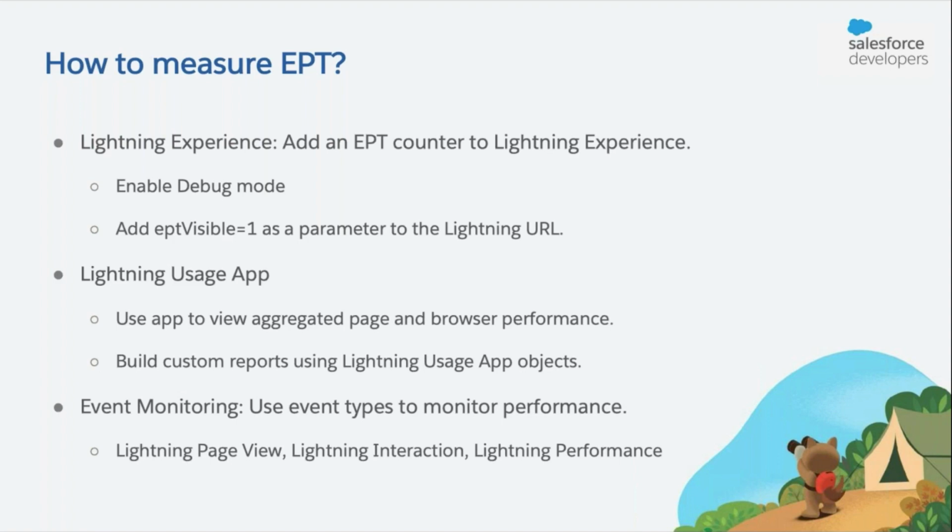The second one is the Lightning Usage app. I don't know how many of you use it, but it's much more than how your logins are happening. It shows you how each of your pages is performing over the course of time. You can also look at how your pages are performing at individual browser levels. So a lot of metrics are shown in the Lightning Usage app. In case you want more granular details, there are also custom report types available, which I'm going to show you. And finally, those of your customers who have Shield enabled also have event monitoring as a part of it. Event monitoring is also going to give you detailed metrics. These are the event types I've listed on the screen: Lightning page view, Lightning interaction, Lightning performance. These are some of the event types that you can look at whenever you're using event monitoring.